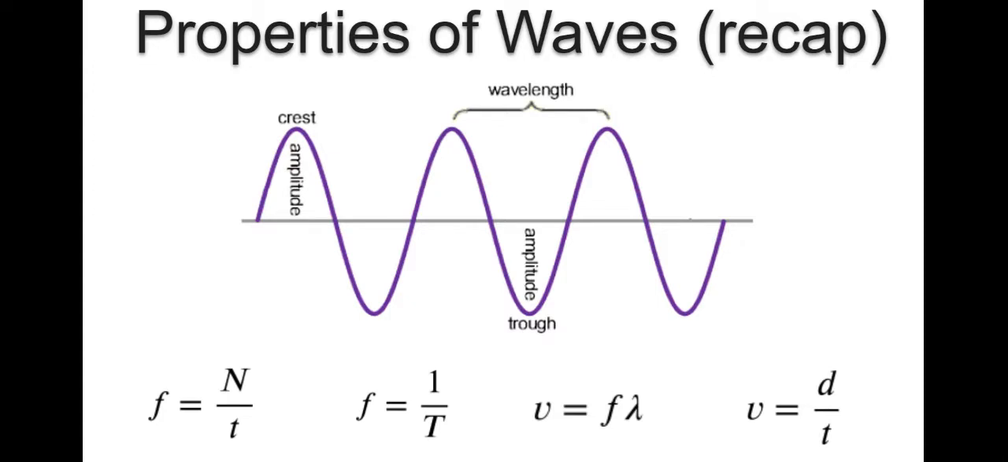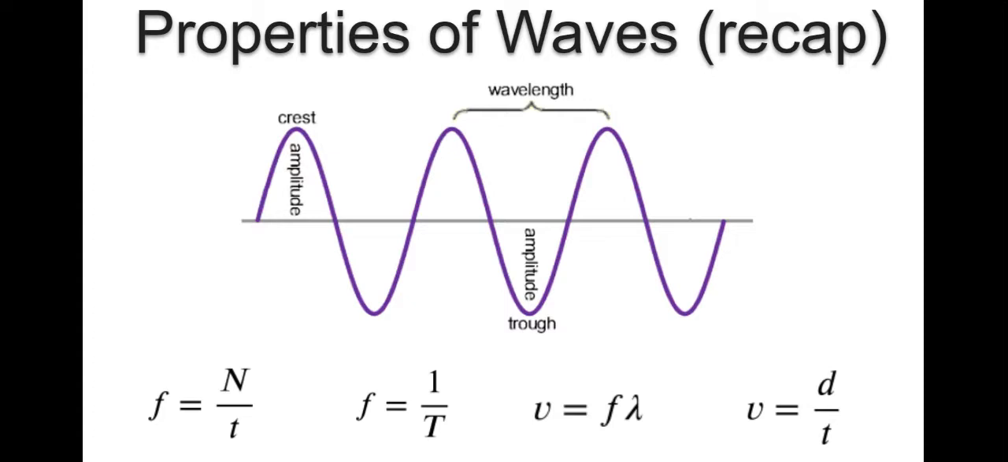measured in hertz, which is the key definition of the frequency of a wave, number of waves per unit of time. F equals 1 divided by capital T, which means frequency equals 1 divided by period. So frequency is 1 over the time for one complete cycle of the wave. V equals F lambda, which stands for speed equals frequency times wavelength. And V equals D over T, speed equals distance over time.